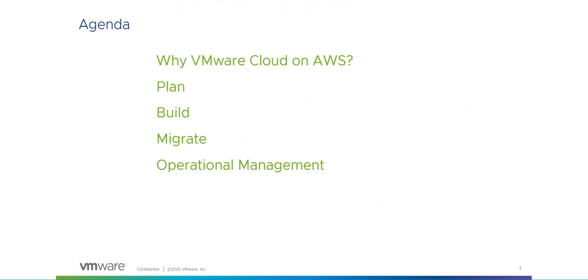So we're going to cover today first an overview of why VMware Cloud on AWS. And then we'll walk through the plan, build, and migrate stage for any migration from an on-premises environment to VMware Cloud on AWS. Then we'll get into some of the things to think about from an operational management perspective as you start migrating workloads.